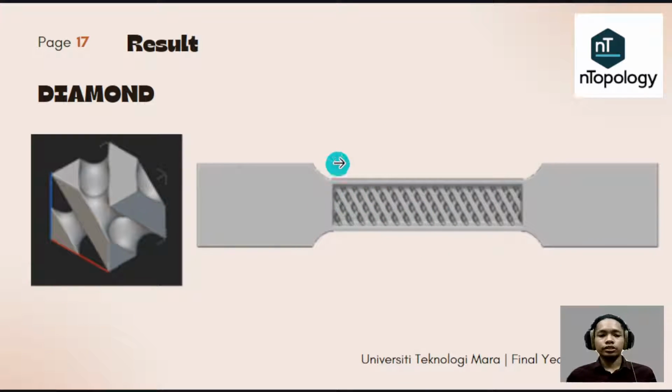For this unit cell, the cell size that I choose is 5 millimeters times 5 millimeters times 5 millimeters for the cell maps that occur in this area.